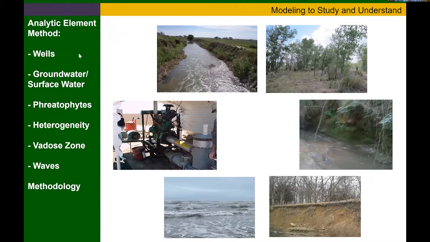Wells, groundwater surface water interactions, phreatophytes. So these are plants that can pull water up from the ground, cracks and fissures, heterogeneities, and vadose zone flow. So flow recharge down through the vadose zone and then waves. So I was a coastal engineer for a year at the University of Maine as a postdoc and picked that up there.